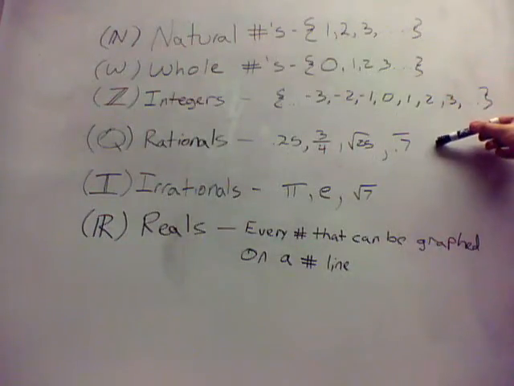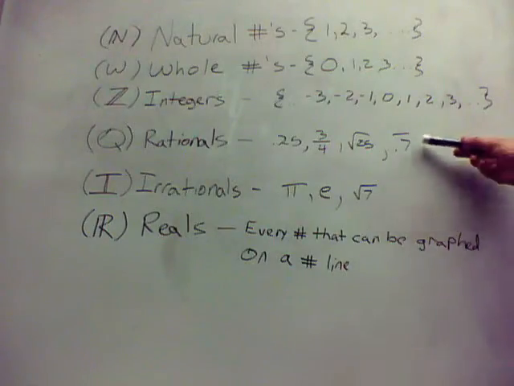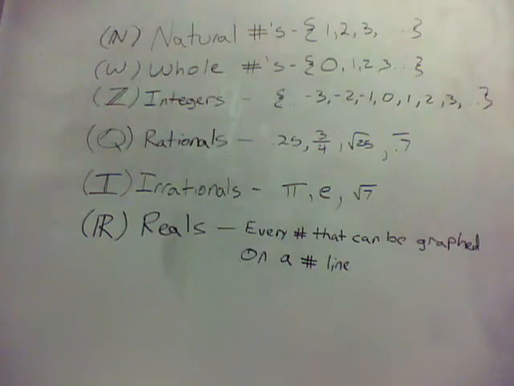The rational numbers, such as 0.25, 3/4, square root of 25, and 0.7 repeating. 0.25 is part of the rationals because it's a terminating decimal. 3/4 for the same reason, which is 0.75, a terminating decimal. Square root of 25 is a square root, but it reduces to 5. And 0.7 bar is a rational number because it repeats.